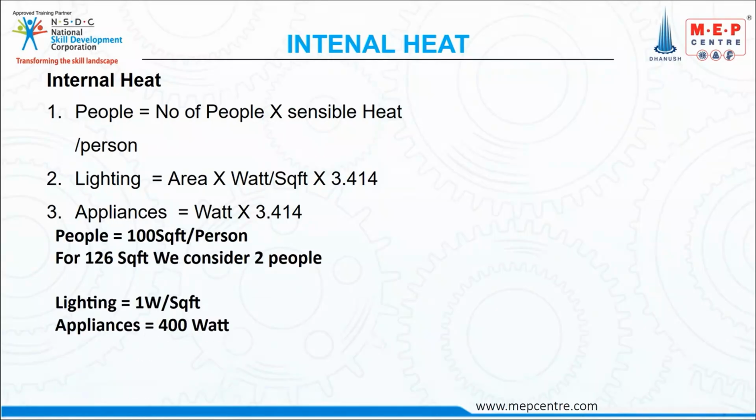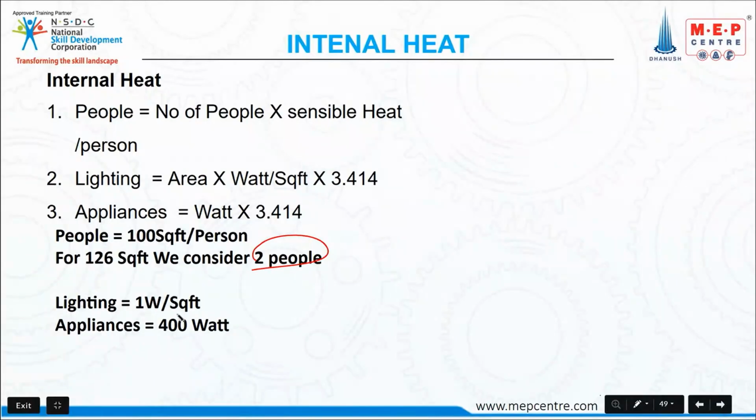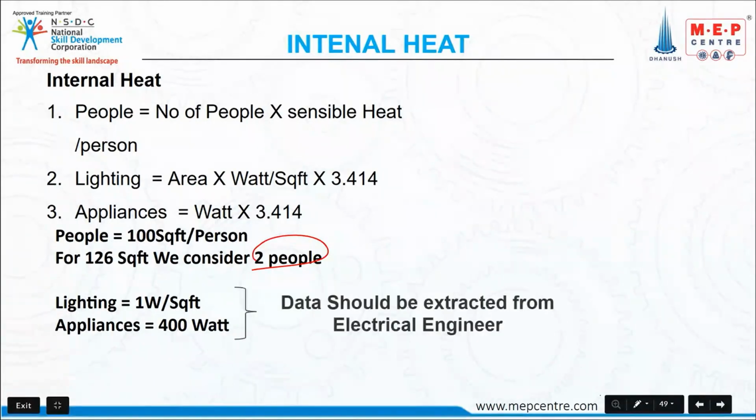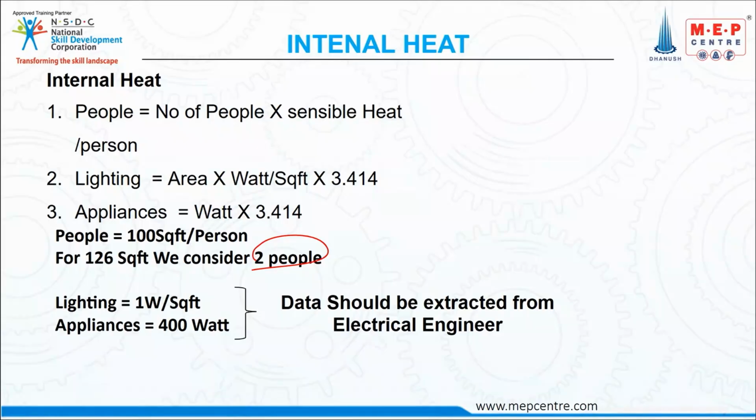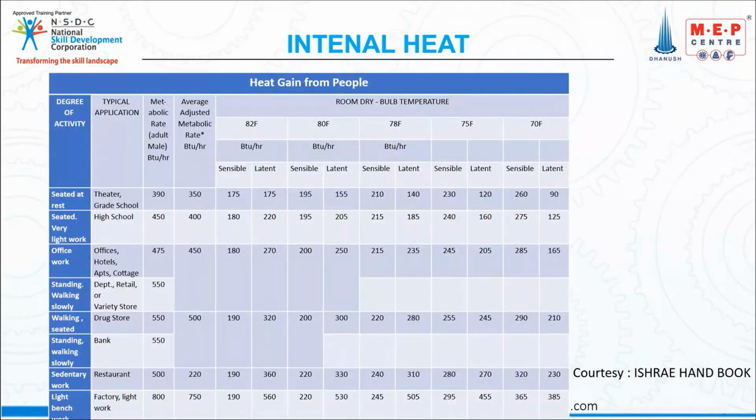So here for people, I'm taking directly 2 people as it is a bedroom. Next, lighting 1 watt per square feet and appliances 400 watts. So this data you will need to get from the electrical engineer, because they calculate the lighting load and raw power load. They have their different formulas to perform the calculations. You have to take it from them. Okay. And from page number 13, I think.